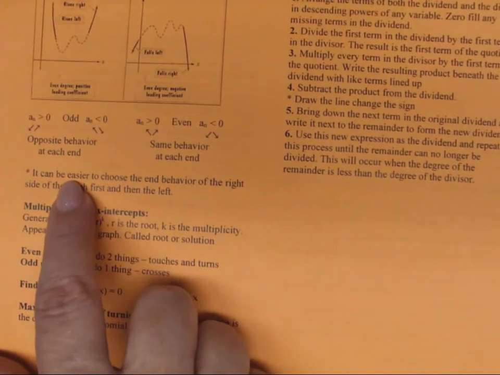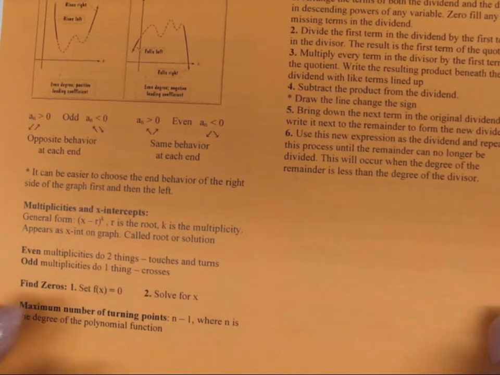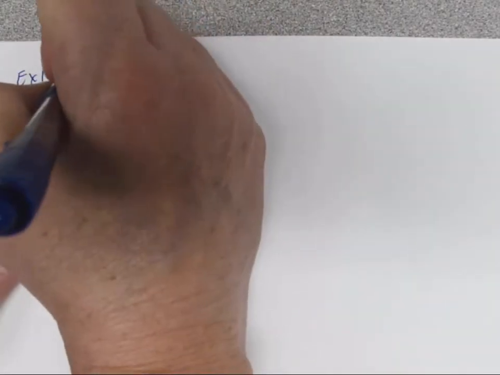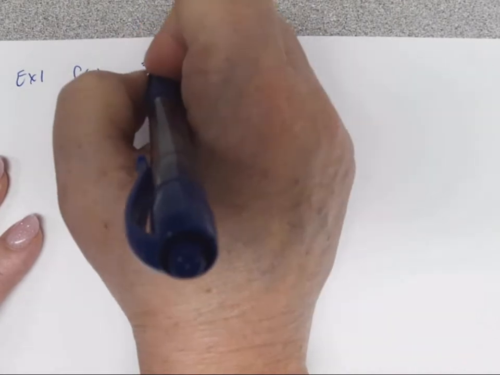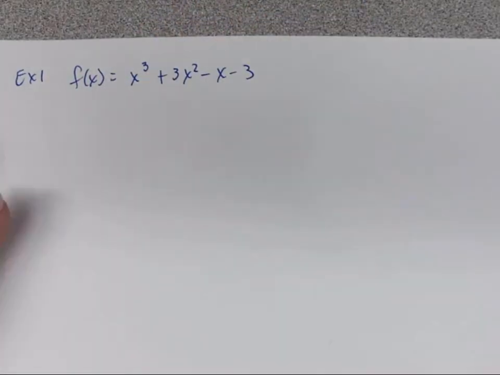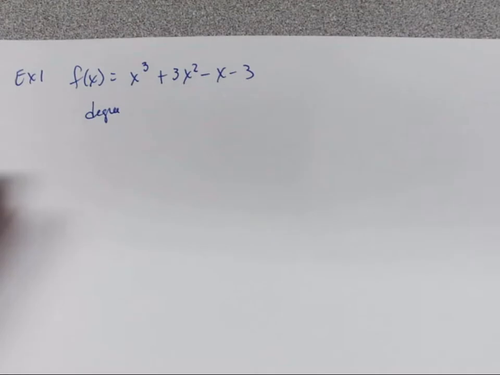As I'm stating, it can be easier to determine the end behavior of the right side of the graph first and then do the left. So let's go do some examples of this. Example 1: we're looking at f of x is equal to x cubed plus 3x squared minus x minus 3, and I want to do the leading coefficient test. So the first thing I have to do is, what degree is it?